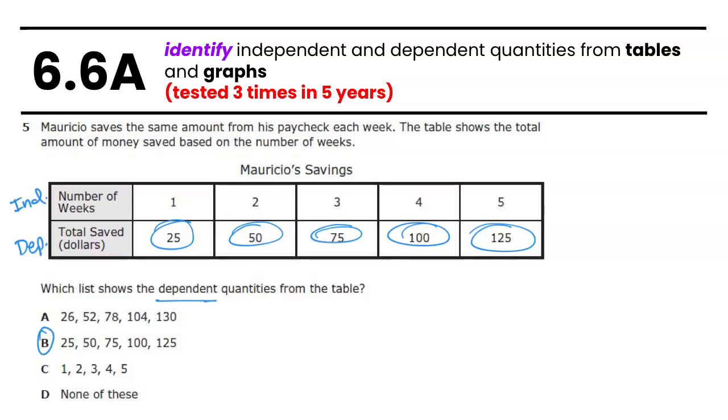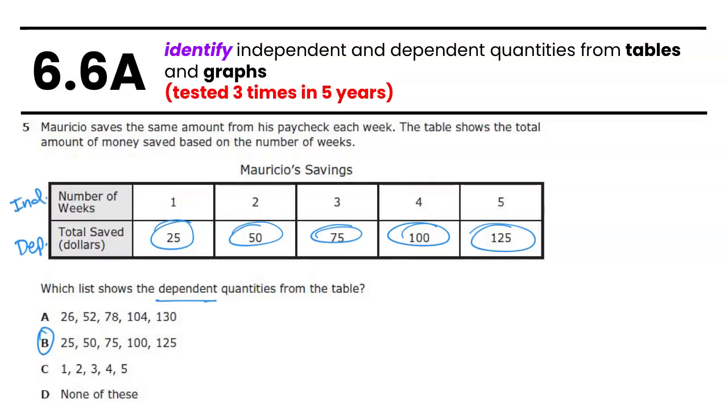You'll see some of the ways that they like to distract in this case. Notice that letter C is the independent quantities in this particular scenario. And then to be perfectly honest with you, I'm not really sure where A comes from, but it is not correct. I guess that is probably adding the X and the Y coordinates, the independent and the dependent quantities. I'm not really sure why a student would do that, but that is the other distractor that they came up with other than none of these.